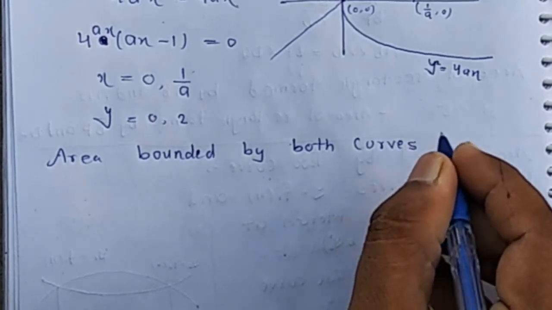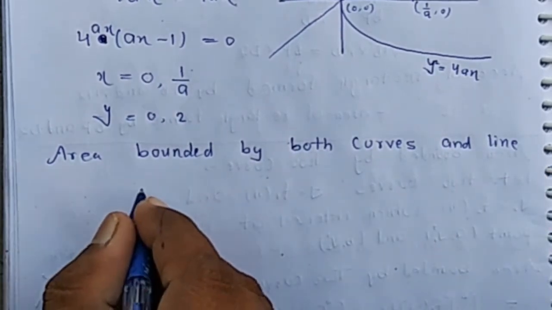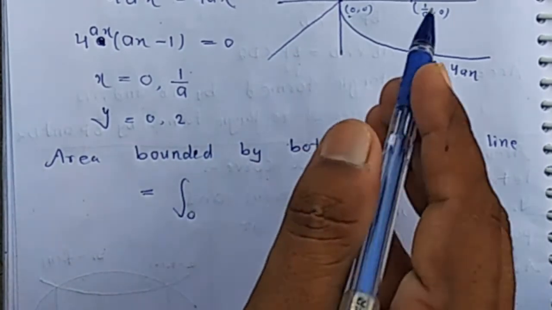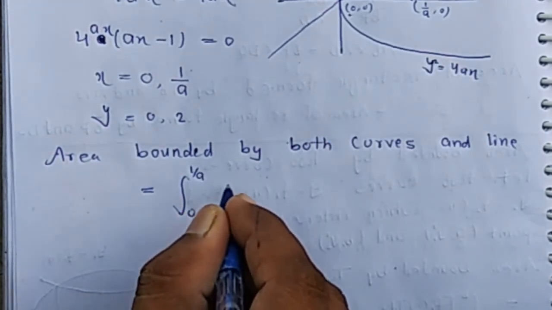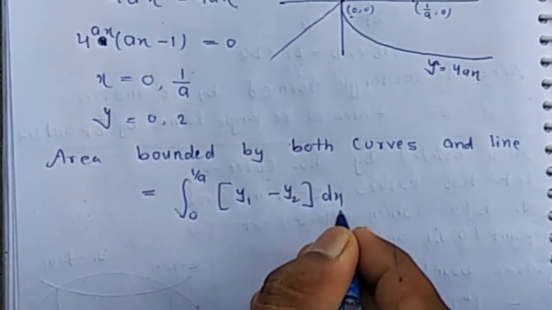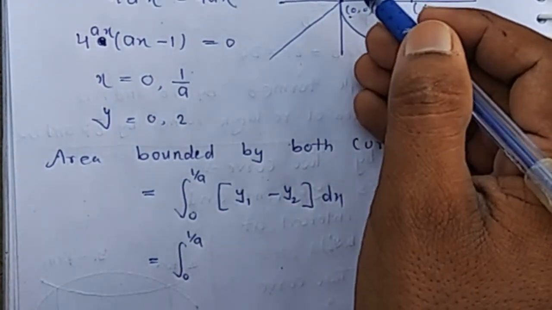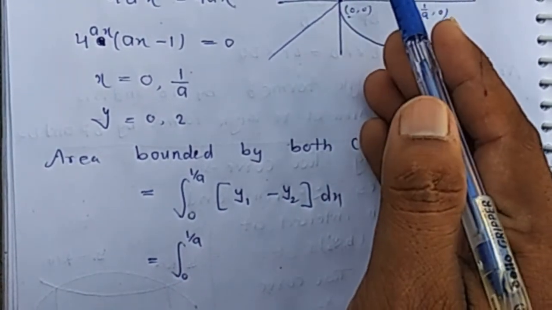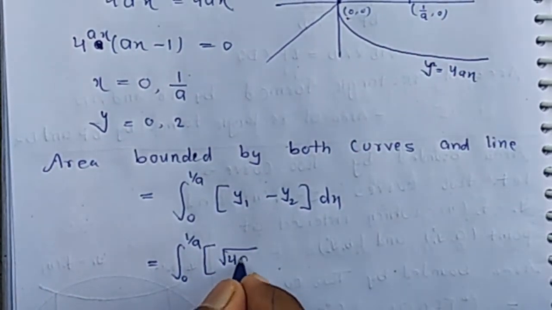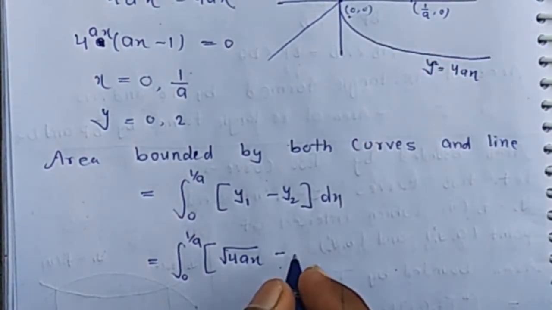the curve and line. We have the lower limit 0 and the upper limit 1 by a, of y1 minus y2. y1 is the upper curve, meaning the value of y in y square equal 4ax, which is root of 4ax, and the value of y in the line, which is 2ax.